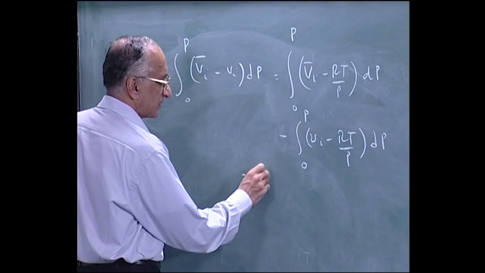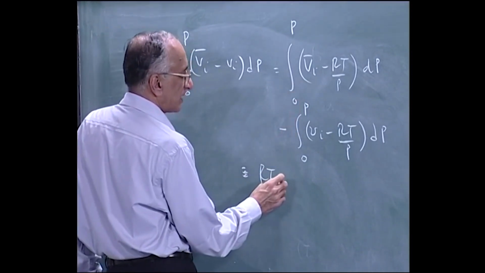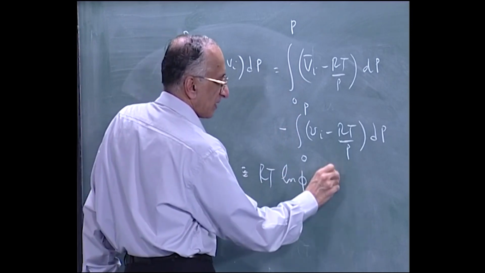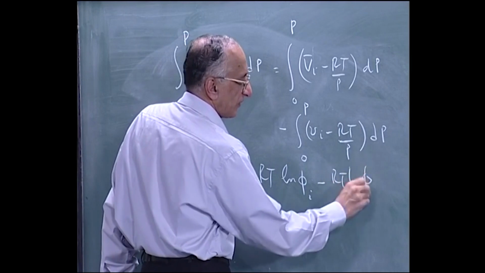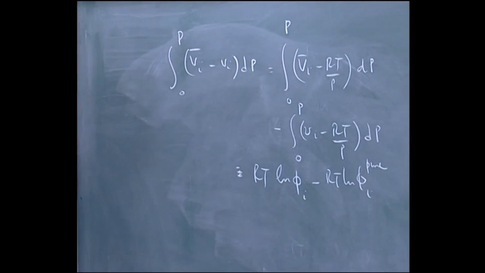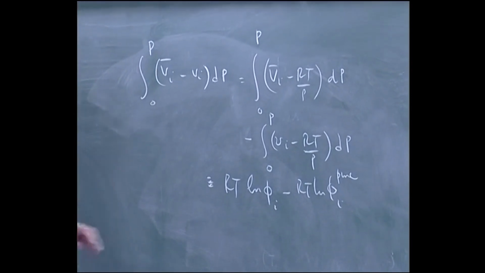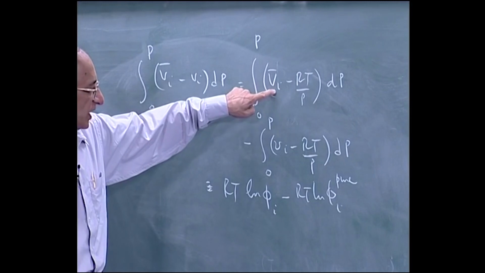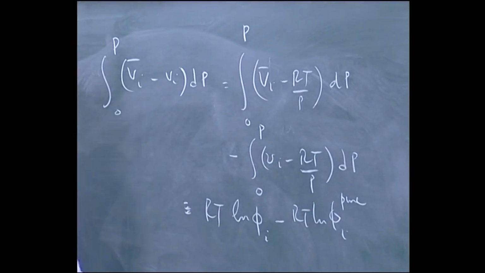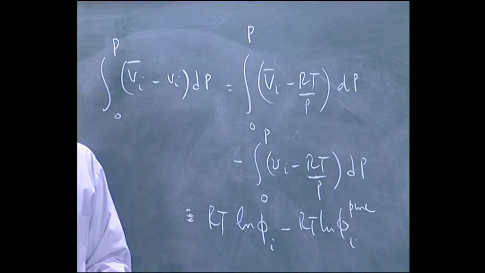This is defined as, this is 3 lines, it is just a definition. Write this as RT ln of phi minus RT ln of phi pure. When Vi bar is replaced by small vi, this becomes the specific volume of the pure substance. So, I recognize this by writing phi pure.